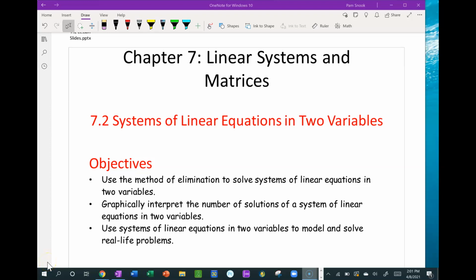Hey everybody, this is Mrs. Snook with section 7.2, Systems of Linear Equations in Two Variables. Now this should be a review of what you have done in Algebra 1. You did systems of equations.